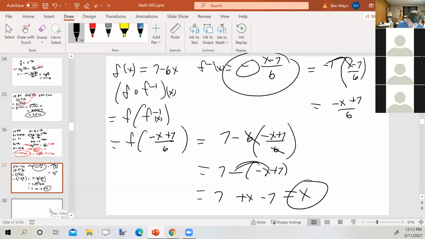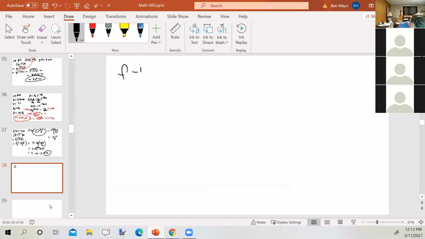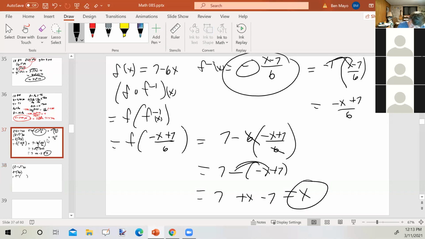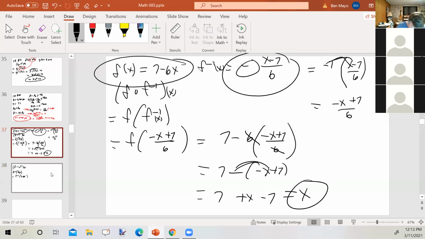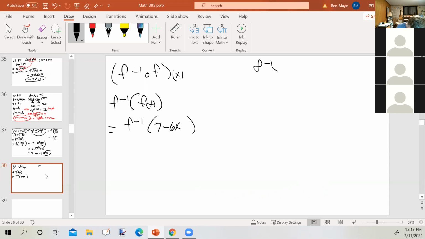So the second part is f inverse composed with f of x, which would be f inverse of f of x. Let's see, what was f of x? F of x was 7 minus 6x. So we get that. But let's see, I need to write this down. F inverse of x was negative x minus 7 over 6.